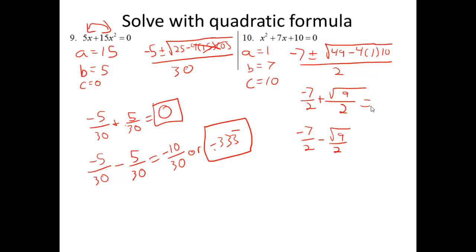This is going to equal negative 7 divided by 2 plus the square root of 9 divided by 2. This is going to be a negative 2. And we have a negative 7 over 2 minus the square root of 9 over 2. And that's going to be equal to negative 5.